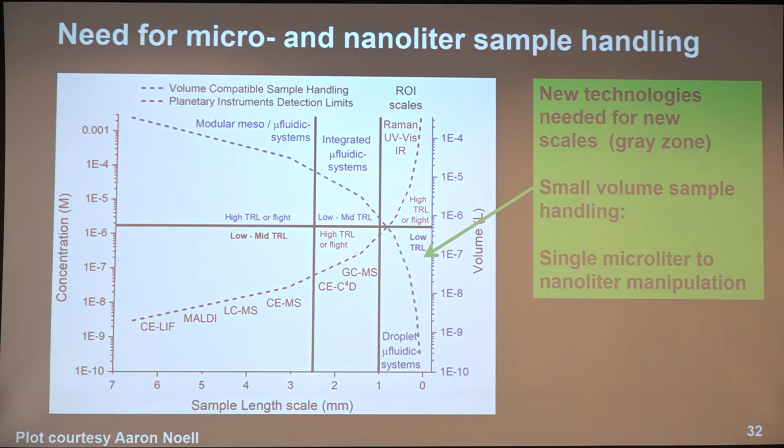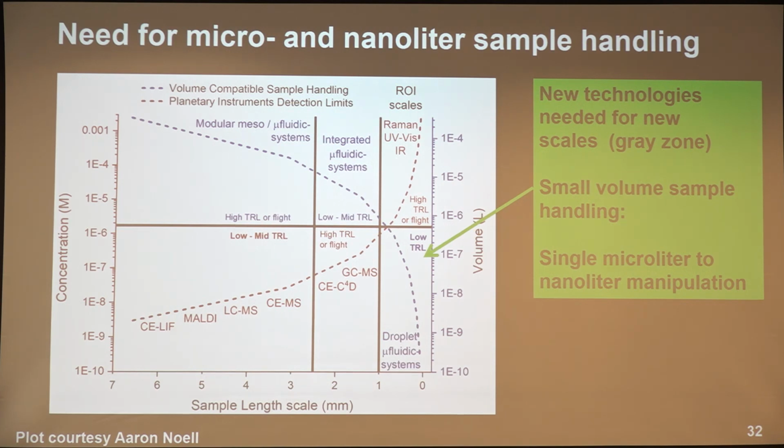Here's a plot that was put together by Aaron Noel that talks about the different types of instruments and where we are in terms of targeting microenvironments, and showing that there is a technology gap, that we need to figure out how to do single microliter to even nanoliter manipulation to be able to move these small, tiny quantities and volumes around.